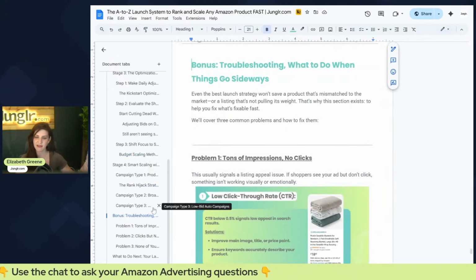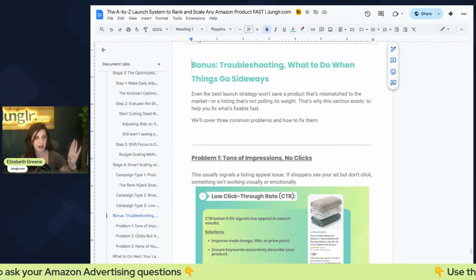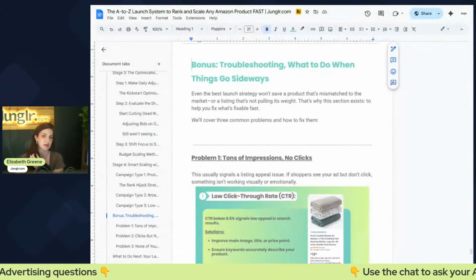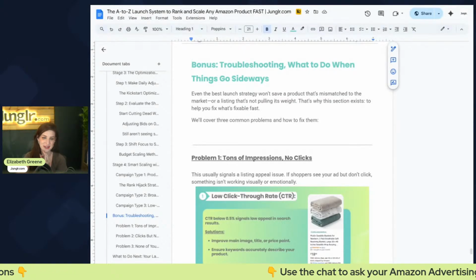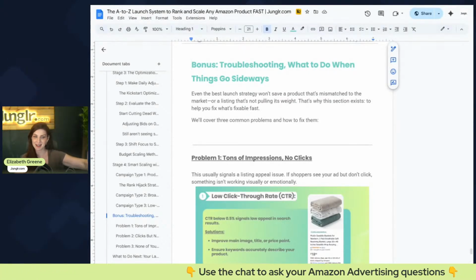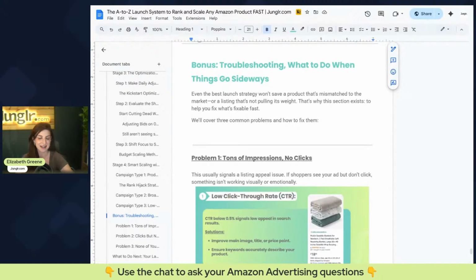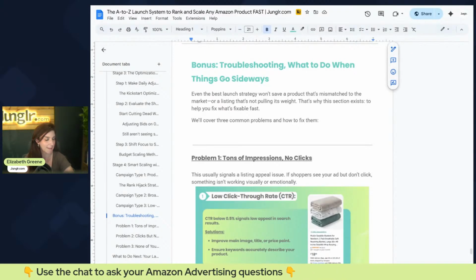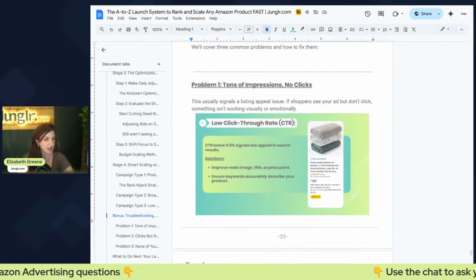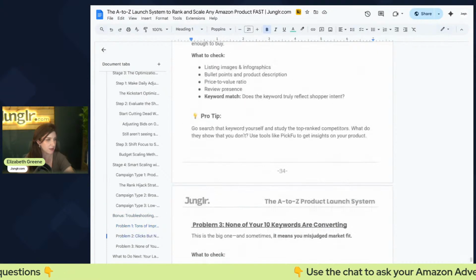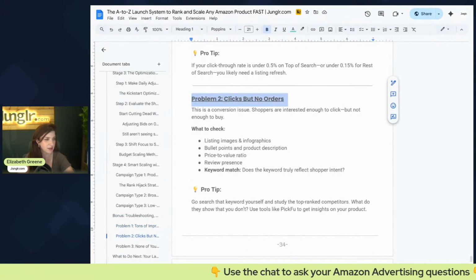And then the other thing is, I have a bonus troubleshoot. By the way, if you don't have this, I would look at this. This is going to be super helpful for you when it comes to a total A to Z product launch. But one of the things is, problem 2, clicks but no orders. What to check?